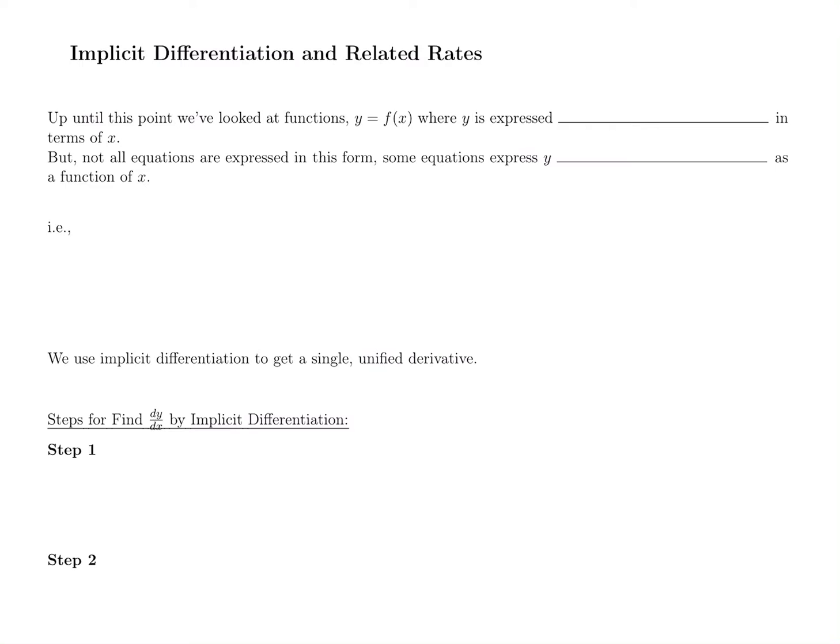Up until this point, we've looked at functions where y equals f of x. That's where y is expressed explicitly in terms of x. You have y on one side by itself, equals x on the other. But not all equations are expressed in this form. Some equations are expressed with y implicitly as a function of x.